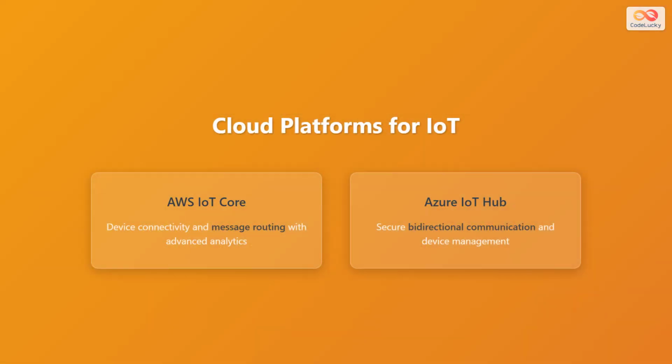Cloud platforms play a crucial role in IoT systems by providing the infrastructure and services needed for data processing and storage. Some popular cloud platforms for IoT include Amazon Web Services IoT Core, which offers device connectivity and message routing with advanced analytics, and Azure IoT Hub, which provides secure bidirectional communication and device management.